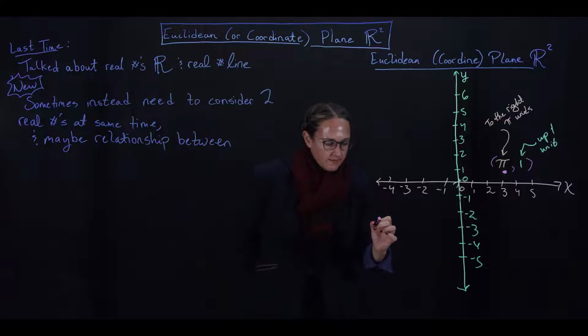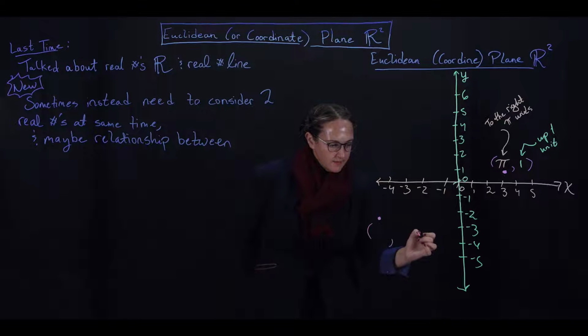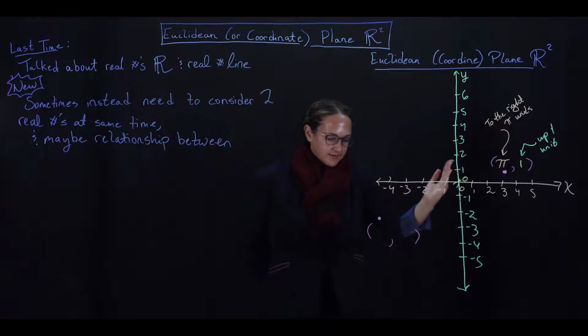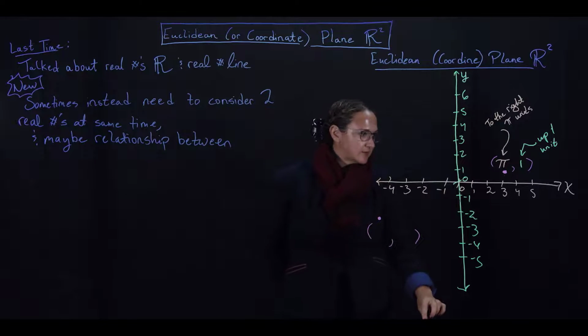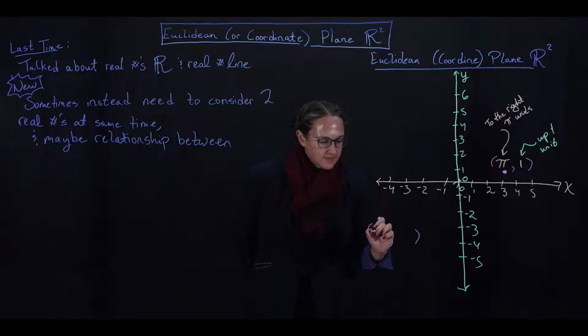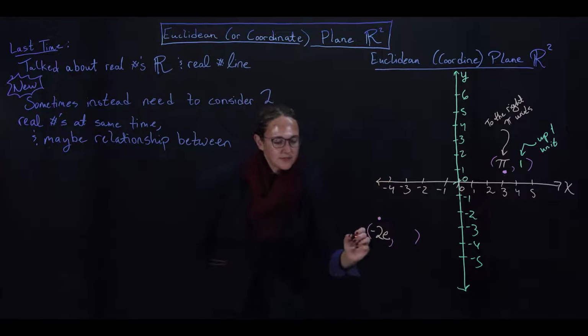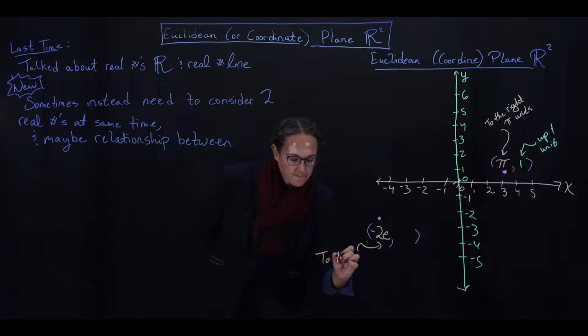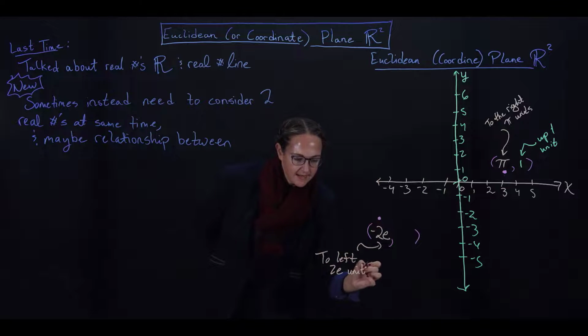So I have here, the first coordinate is a negative, and it tells me that I went to the left. And it's okay that this is one of these really funny numbers. I've taken 2 copies of the number e, which is this really funny number. So this is to the left, 2e units, because I have a minus sign.